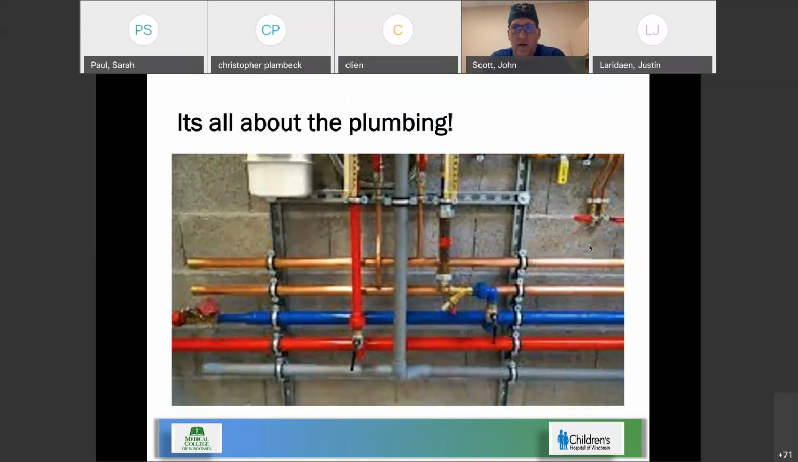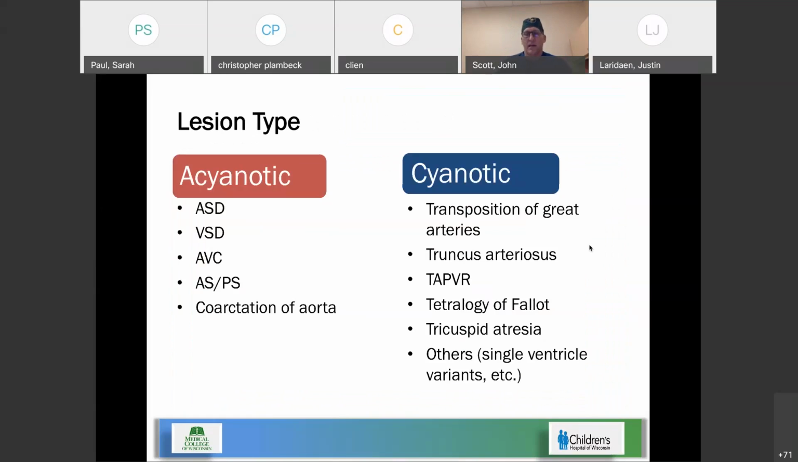Ultimately, when you think about it, it's really all about the plumbing, and you want to know where the blue blood is going and where the red blood is going, and you want to have an understanding of what the pump is like. So there are many different ways of thinking about congenital heart lesions, and I'm going to present a couple here. But ultimately, no matter what the variant is, it's important to try to understand where the blood exits the heart and how it comes back to the heart, and whether there are abnormal connections along the way.